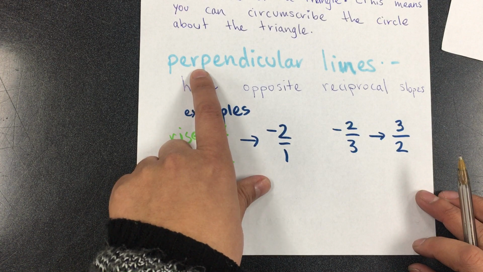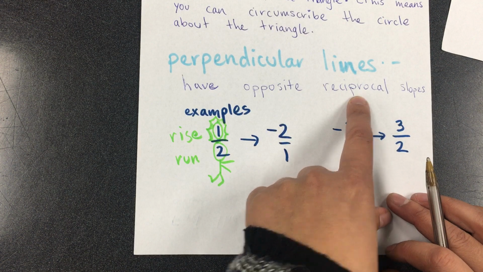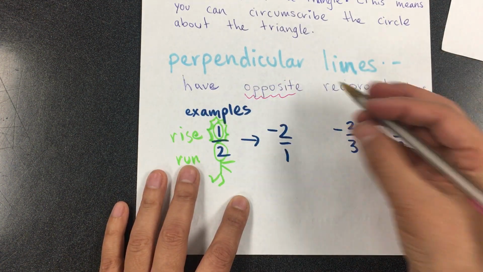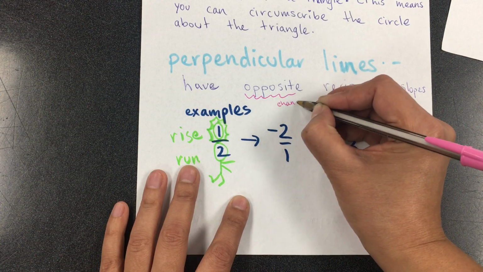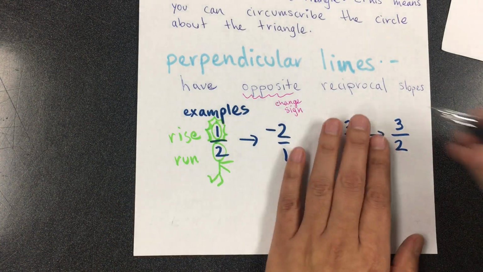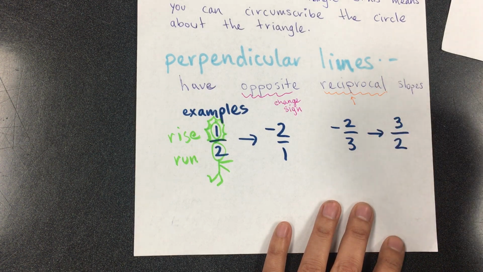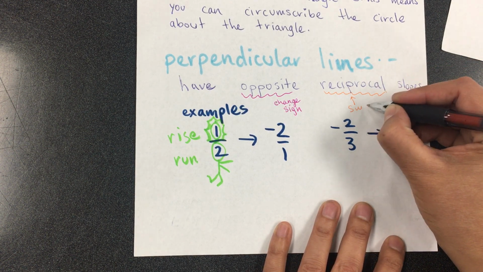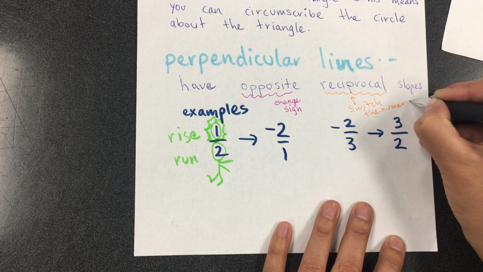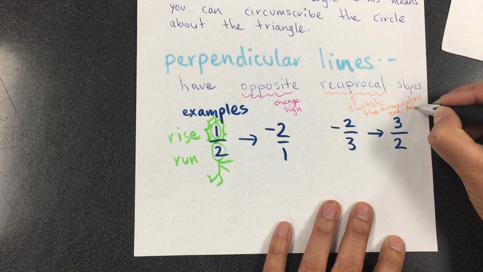We learned in Math 1 that perpendicular lines have opposite reciprocal slopes. Opposite means you change the sign of the slope. And reciprocal means that you switch the numerator and denominator. You switch the numerator and denominator.